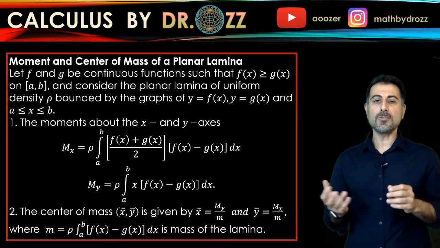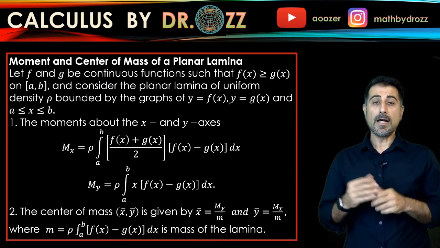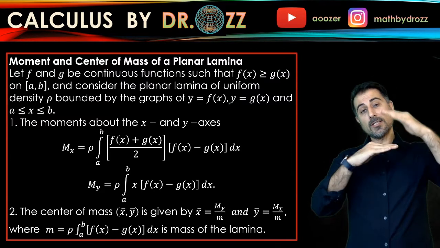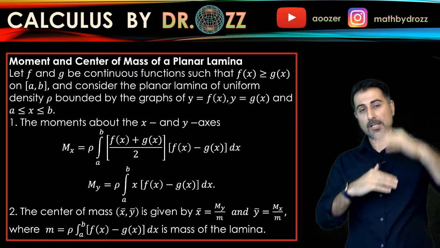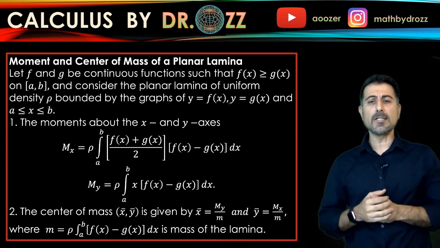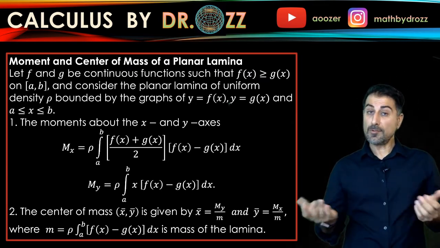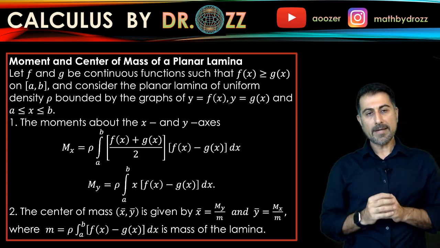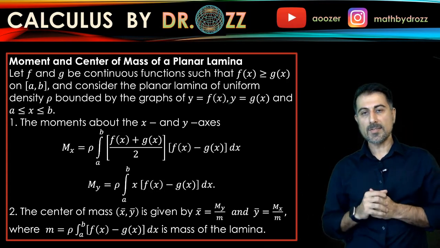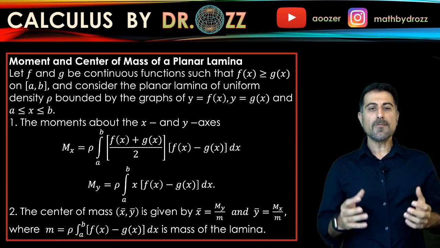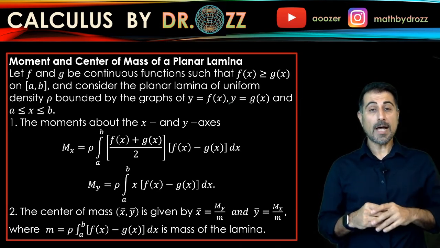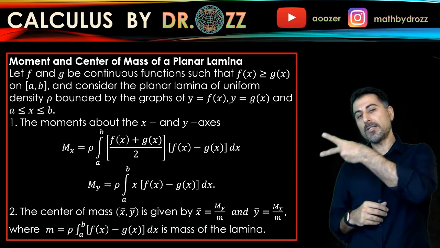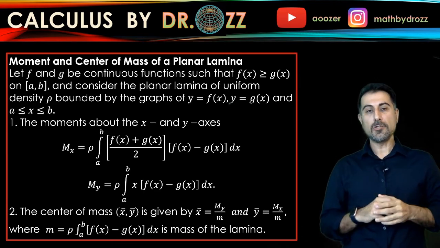We have two continuous functions f and g, such that f is greater than or equal to g, which essentially means that the graph of f is always above the graph of g. And we're given the interval [a, b]. And also we have uniform density, obviously. Just imagine the region bounded by the graphs of f and g, with x between a and b. So you can find two things: the moment about the x-axis and the moment about the y-axis. These are two formulas that we're going to use along the way.